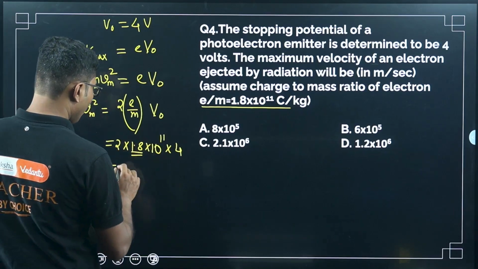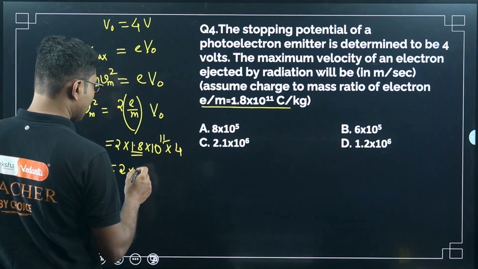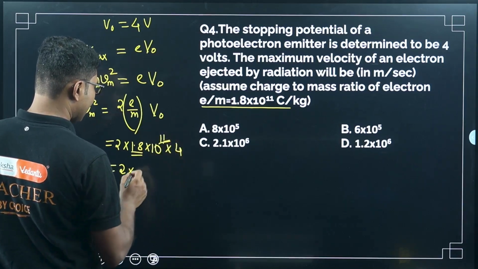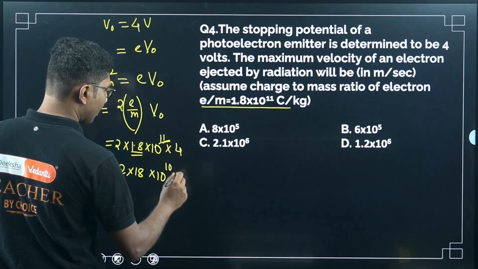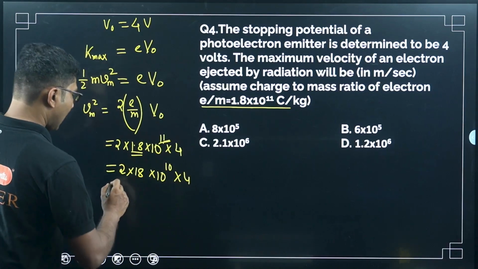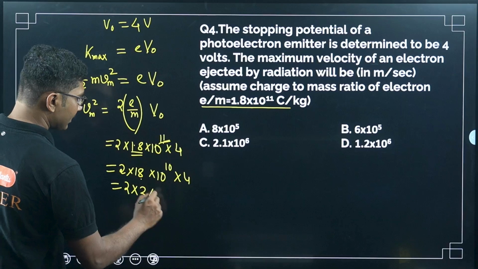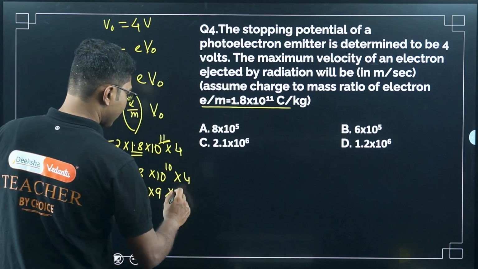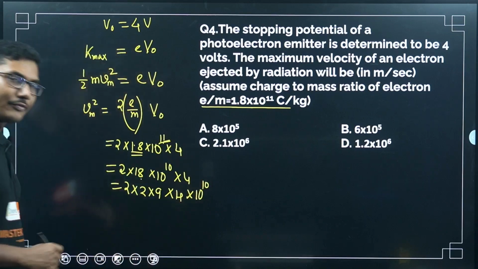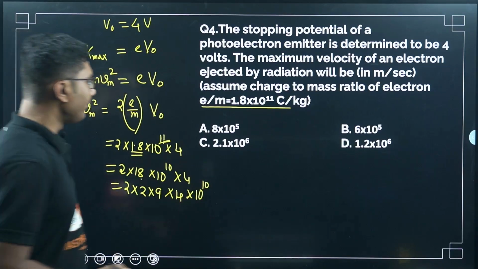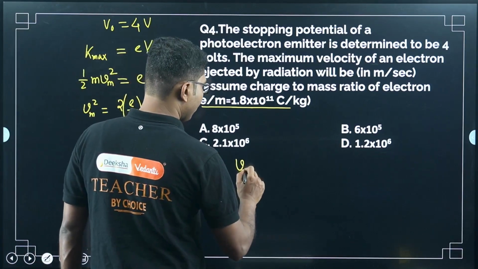So 2 times, let me take one 0 out of this 10 to the power 11. So what will happen if I take one 0 out? It will be 18, and here I will have 10 to the power of 10. Now let me write this 18 as 2 times 9, times 4 times 10 to the power of 10. Now it will be easier for us to do the square. So Vm square is this, and Vm will be the square root of everything.